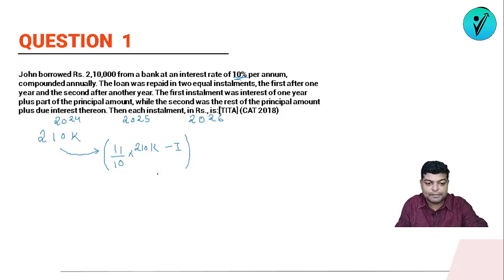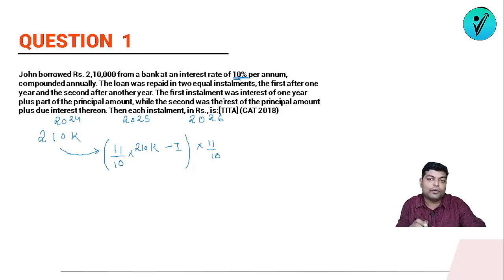So if this is your principal, so in 2026 what will be the amount? The amount will be 11 by 10 times of this, because this is the principal. Now it's the left over principal, right? It won't be that you pay interest on the money you have already paid. So if this is my outstanding principal, so next year the amount will be 11 by 10 times of that. Why are we writing 11 by 10? Because rate of interest is 10%.